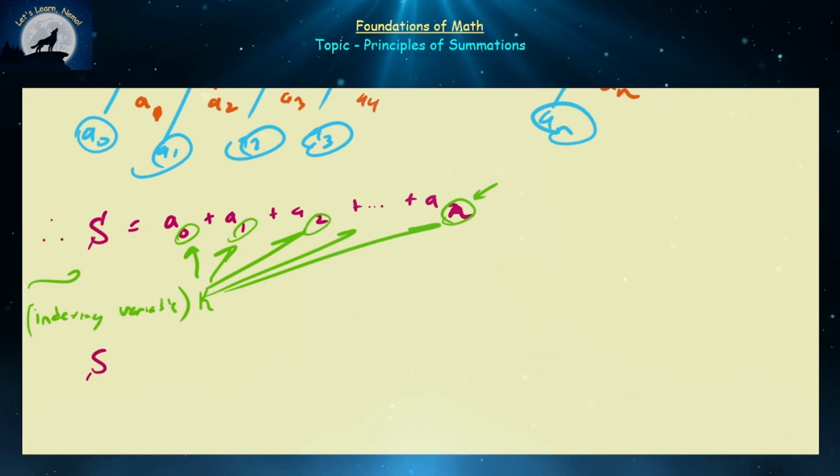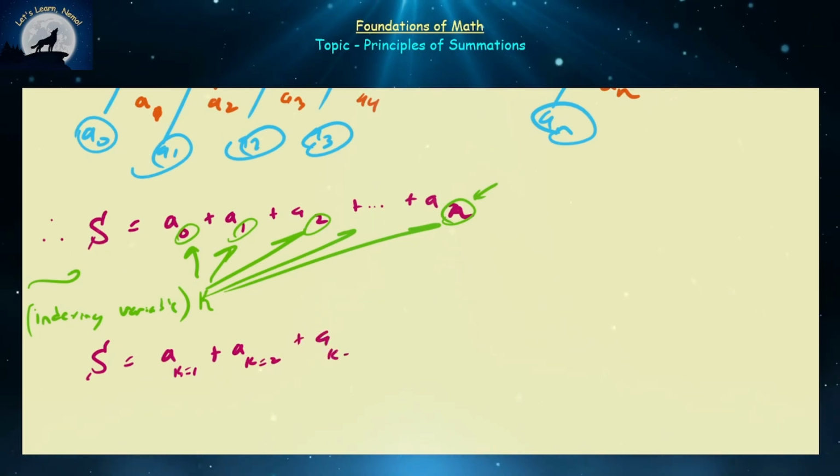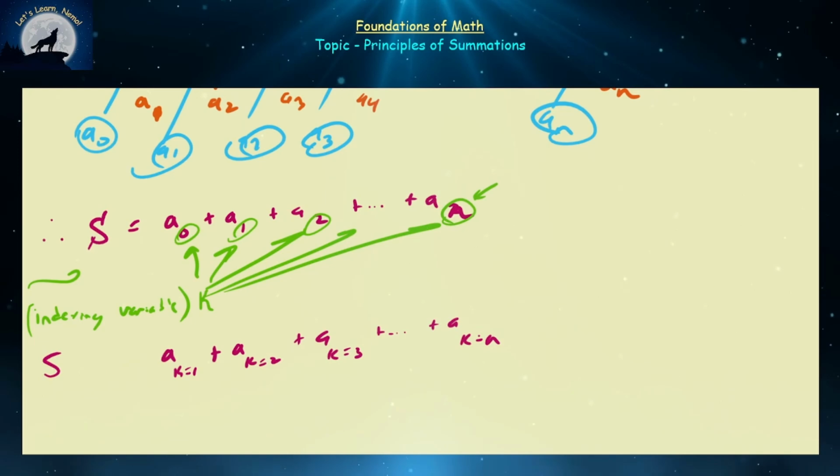So technically we can say, okay, S is just going to be equal to ak when k is equal to 1, and then this is going to be ak when k is equal to 2, ak when k is equal to 3, all the way down to ak when k is equal to n. And of course, keep in mind, sometimes we do start this series instead of at 1.